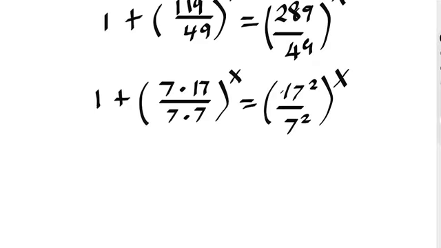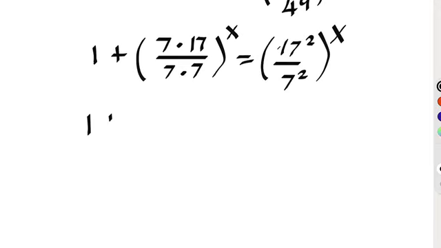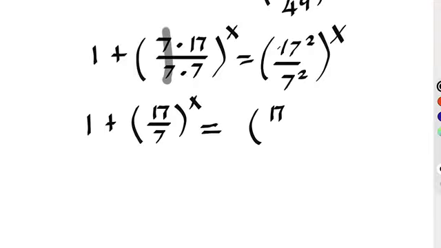So when we move on, we are going to have 1 plus, you see that this cancels this. We are going to be left with 17 over 7, to the power of x, equals, now here we can have 17 over 7 to the power of 2, then all to the power of x again.